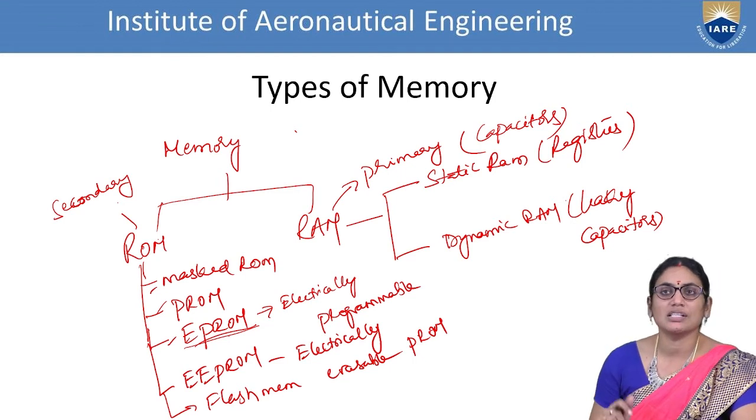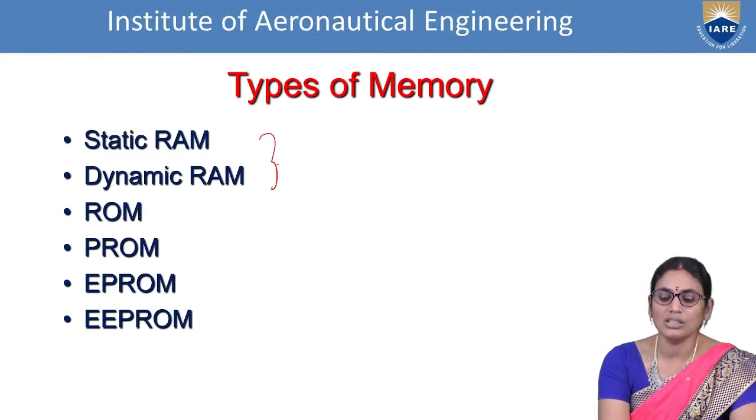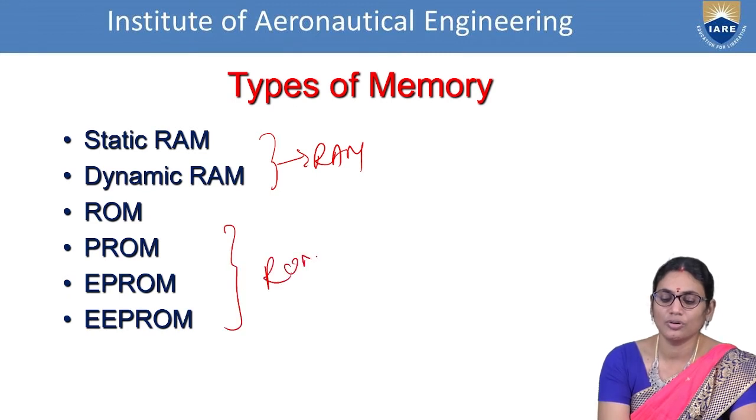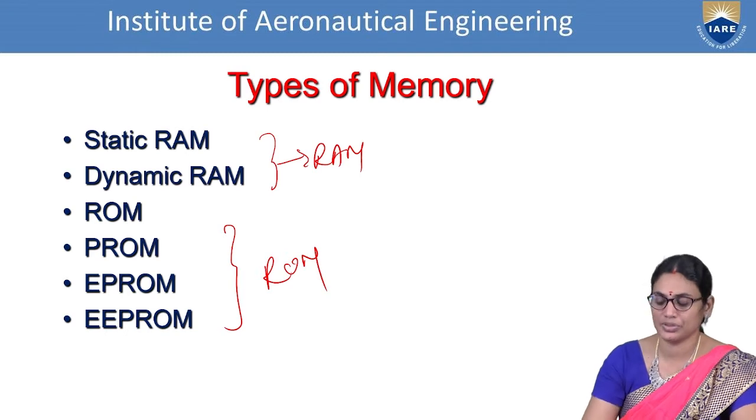Now, these are the basic classifications of the types of memory. So we just have a glance of this, and here you can see these are the classifications of RAM and these are the classifications of ROM. So these are the basic classifications of the memory types.